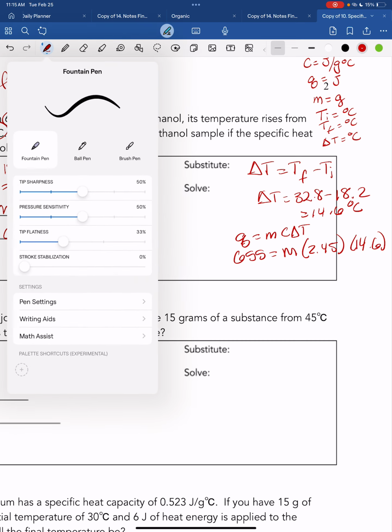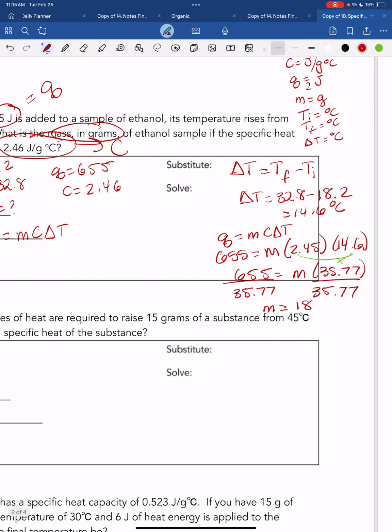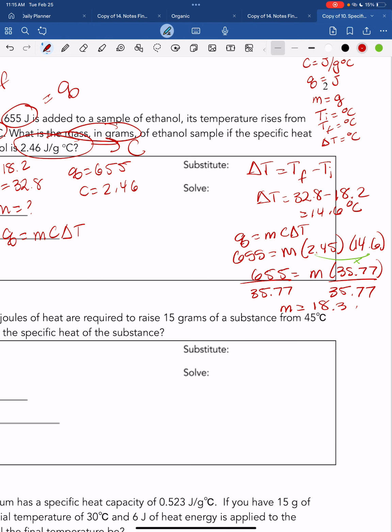So your first step is to multiply these guys right here. And we get 655 equals m times 35.77. Then you can divide by 35.77. And we get our mass to be 18.3. I'm going to round to 3 significant figures again, 18.3 grams.